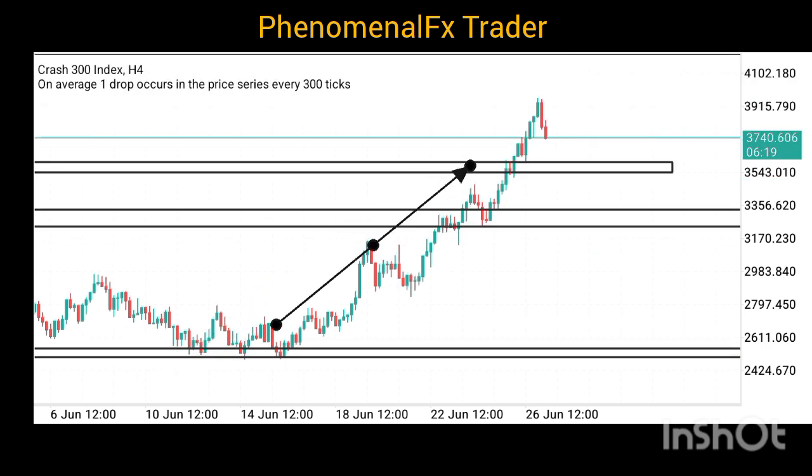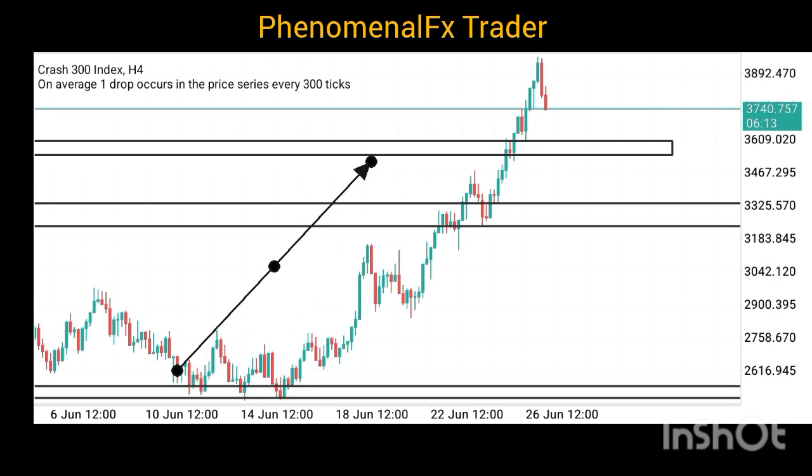Know that this Cross 300 index is a very volatile pair. It's a volatile pair with a minimum lot size of 0.5. And that lot size, I think it requires about $15 or so to actually place a trade. But if you're able to get the entry correctly, trust me, you make so much profit.